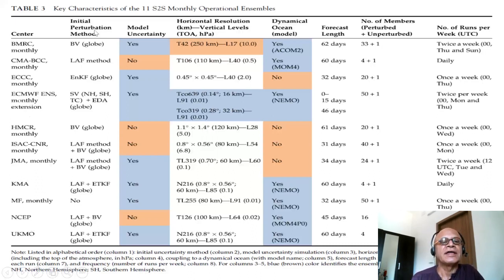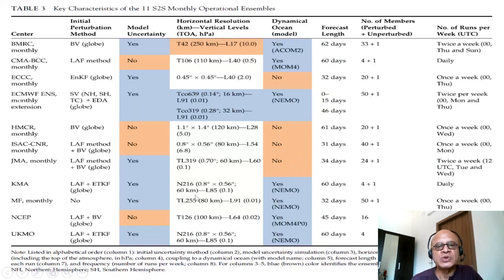Okay, and the various initial perturbation methods that we talked about: breeding vectors, lagged averaged forecasting, ensemble Kalman filter, and so on and so forth, and model uncertainty, explicitly quantified or not, horizontal resolutions, and the dynamical ocean, that is whether it's coupled or an uncoupled run. So there are some that are not coupled, for example, many here. The Japanese one is also doing that.